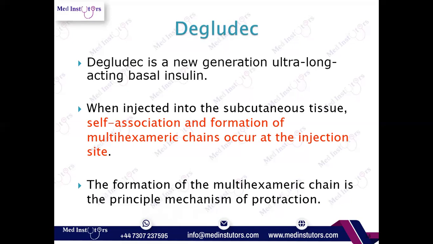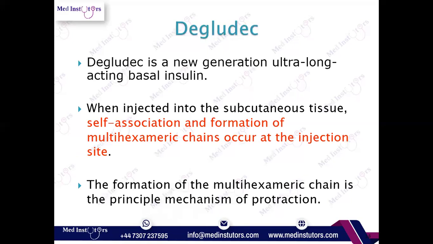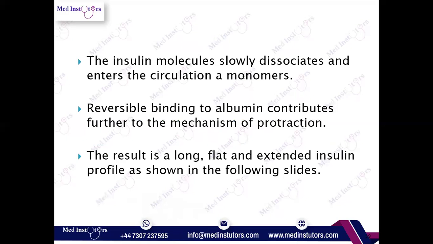When injected into the subcutaneous tissue, the insulin molecules self-associate together to form multi-hexameric chains at the injection site, and they are released slowly into the blood, and that helps in the long duration of action of degludec. The insulin molecule slowly dissociates and enters the circulation as monomers.